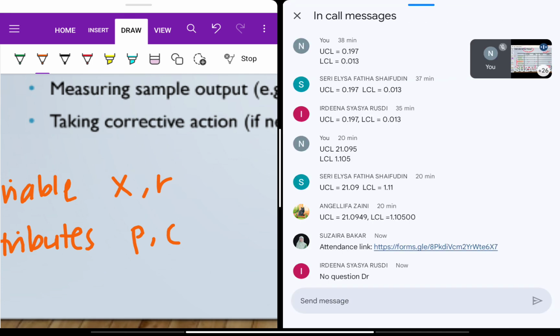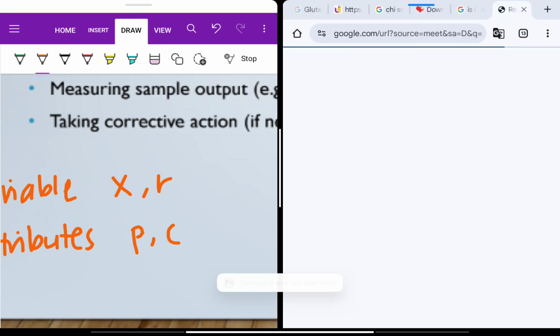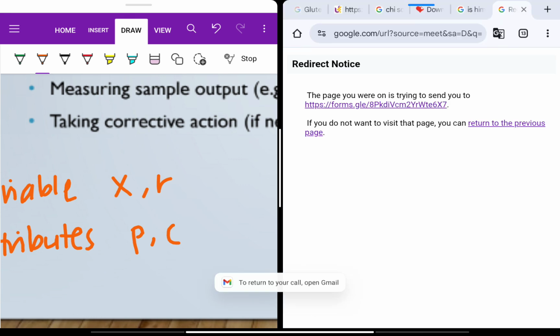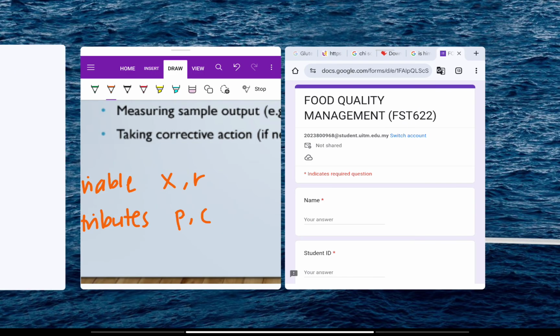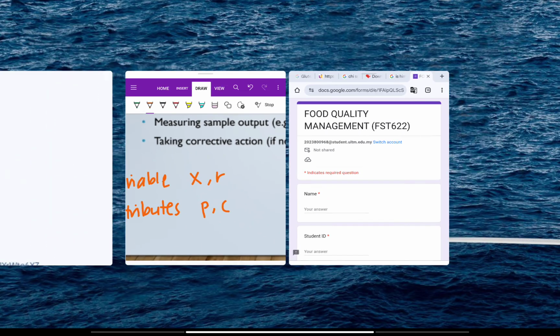So probably last one before we finish today. Probably you need to take this one. Okay, take this one. You can just snapshot this one.